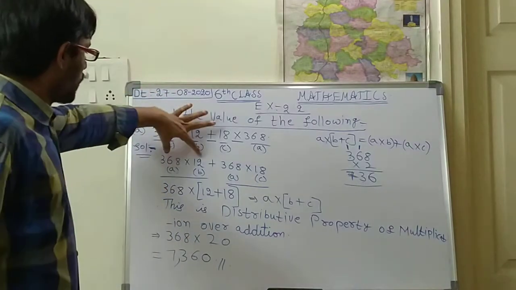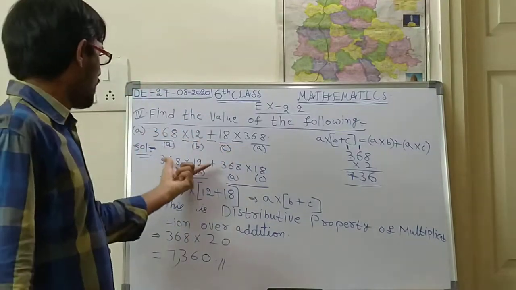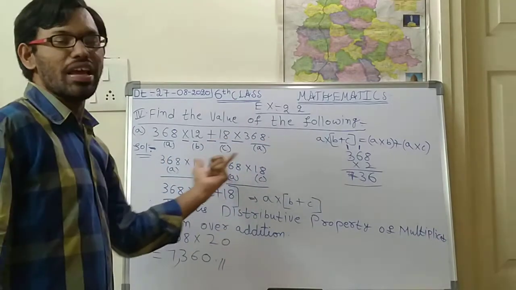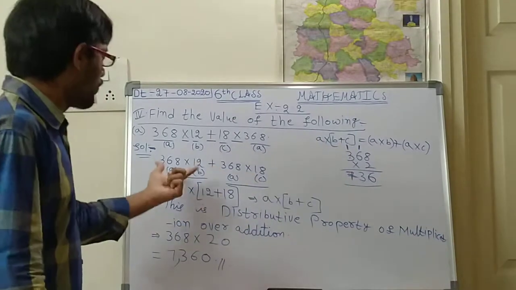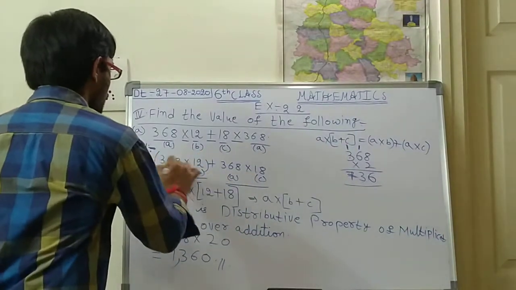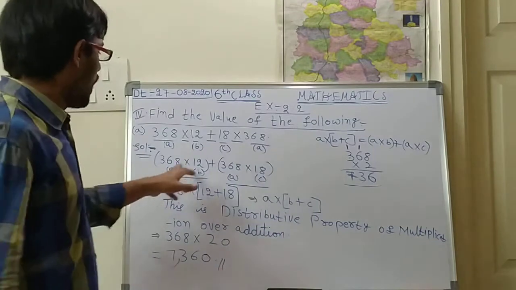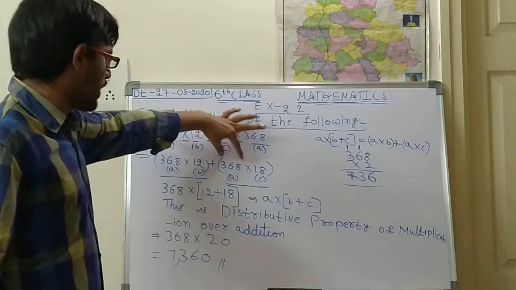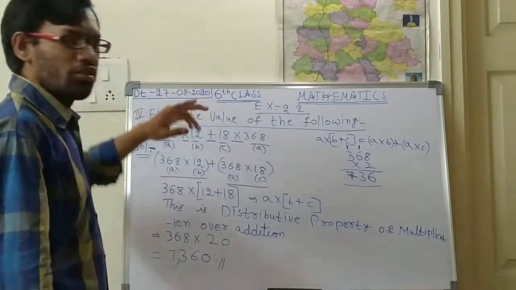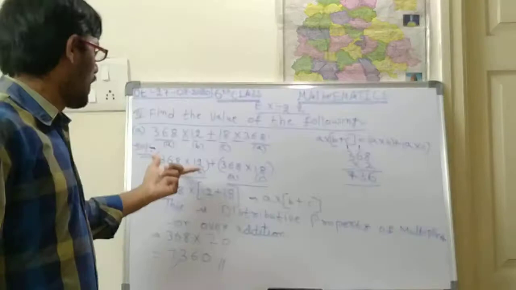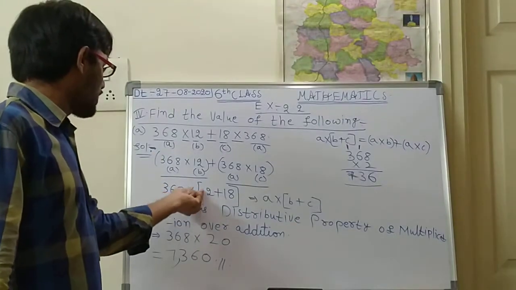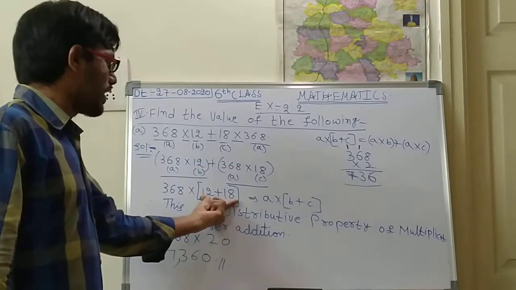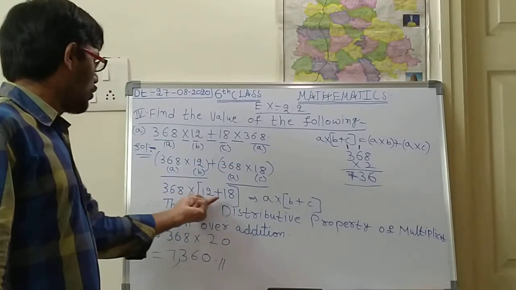Okay. So first you write down this number. While you are writing, just interchange the numbers so that you can easily identify the property. Which property is there, that you will be able to identify very easily. So after identifying, 368 into, you take the common number. So 368 is common. In the two terms, you select the common number, and that one you take as common. So 368 into, in the first term 12 is there, and in the second term 18 is there. 12 plus 18. So this is looking like A into B plus C.